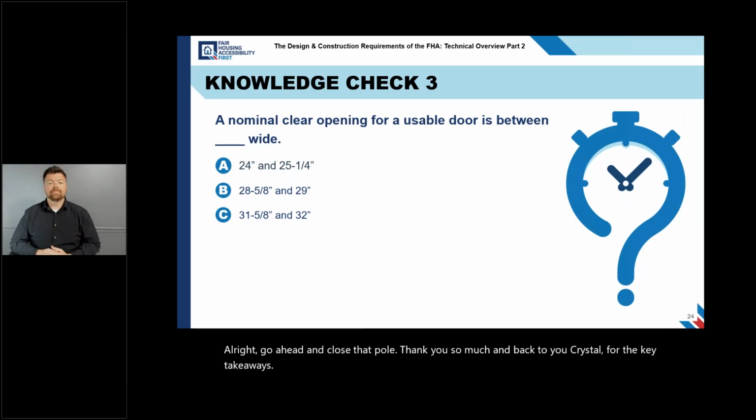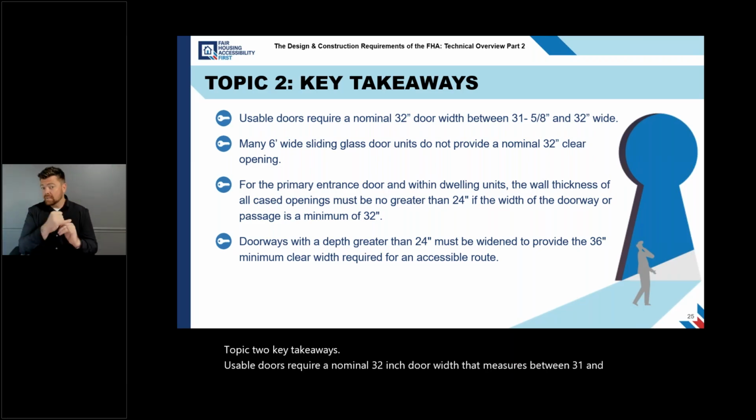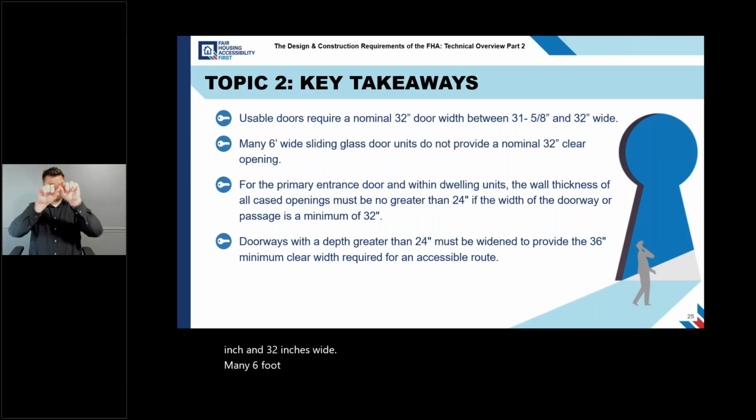Thank you, Michael. Topic 2, key takeaways. Usable doors require a nominal 32-inch door width that measures between 31 5/8 of an inch and 32 inches wide. Many 6-foot wide sliding glass door units do not provide a 32-inch clear opening.